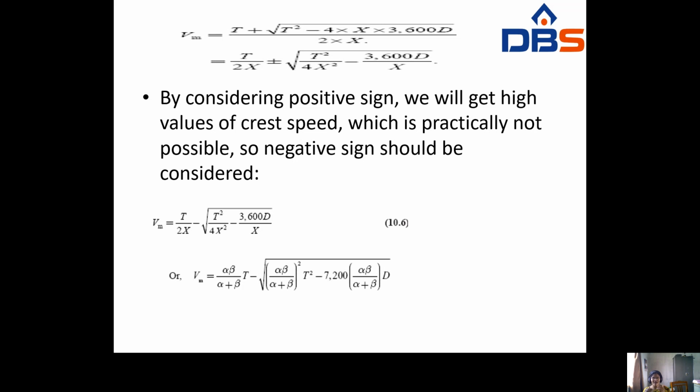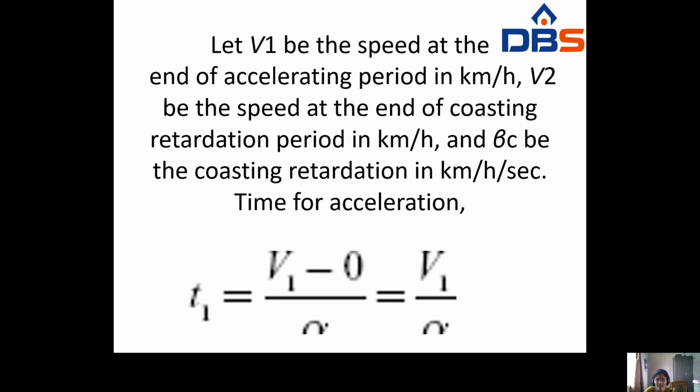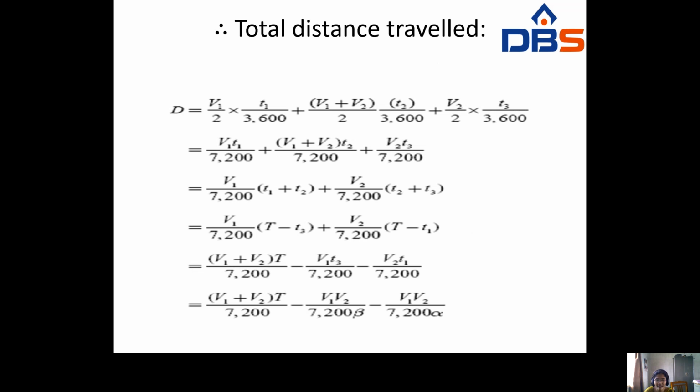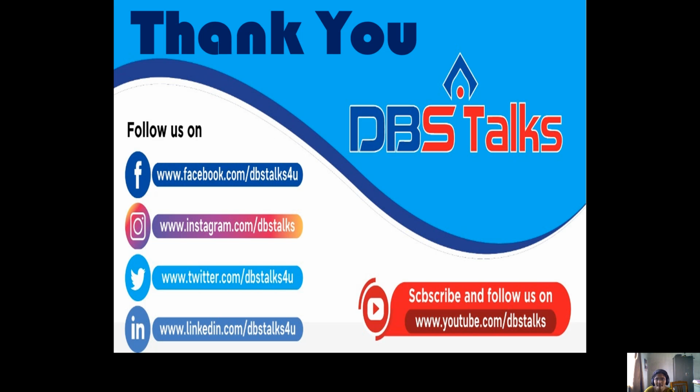In the next class we are discussing the analysis of the simplified quadrilateral speed time curve. The quadrilateral speed time curve is the same as the trapezoidal speed time curve, the only difference being the shape. It has a quadrilateral shape, and that's why it is called the quadrilateral speed time curve. Next class we are discussing the quadrilateral speed time curve. Okay, thank you.